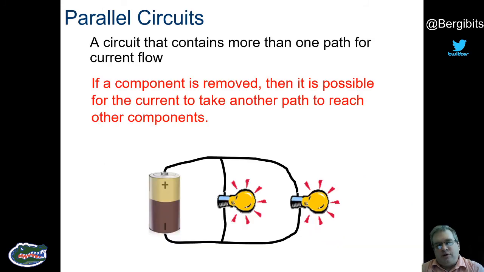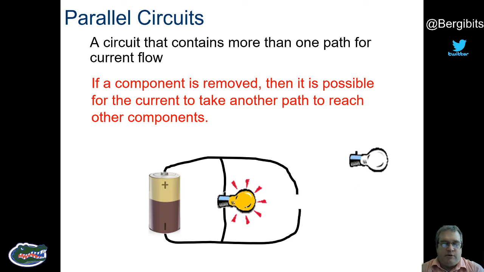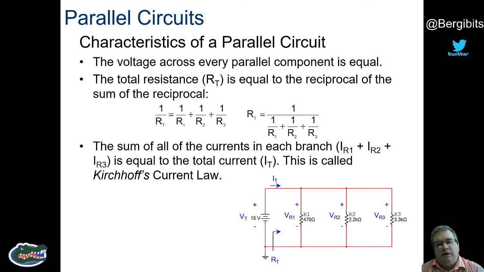Alright, parallel circuit, a circuit that contains more than one path for current to flow. Take out one, the other ones work. So this is where it gets a little complicated. Total resistance, RT, is equal to the reciprocal of the sum of the reciprocals. You're going to have to memorize this one.